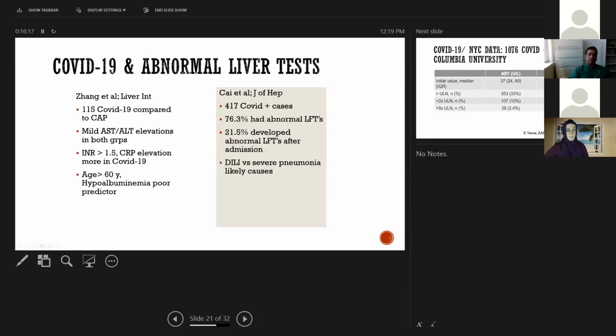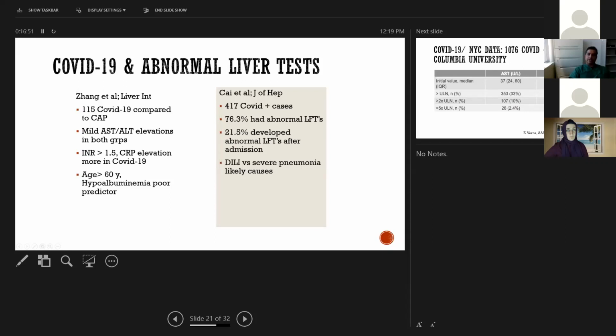These are some of the publications that we have. Typically, these are the initial literature available from China. So the first one shows that 115 COVID-19 patients were compared to those with community-acquired pneumonia. There were mild elevations in AST and ALT in both groups. INR is elevated. We know that COVID-19 can cause thrombotic and coagulopathic manifestations. So INR is elevated and CRP is elevated in COVID-19 patients. Older age, more than 60, and hypoalbuminemia are poor predictors for COVID.